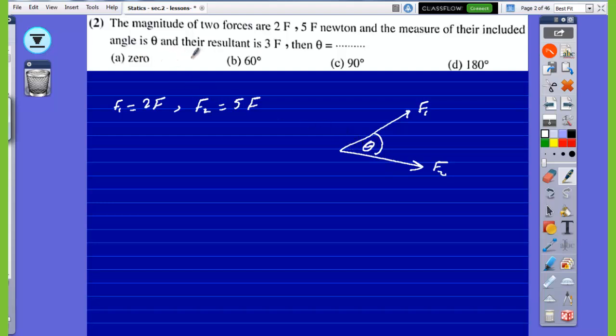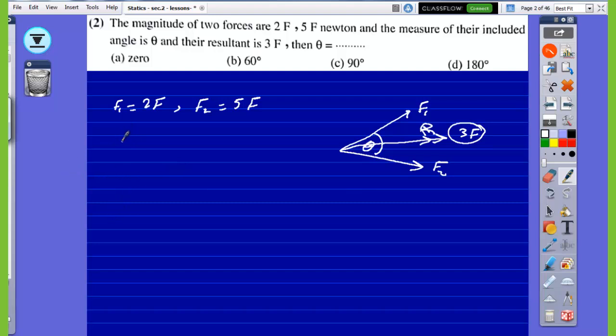and the resultant is 3F, so we draw the resultant here, which equals 3F, denoted by the symbol R. Okay, now then the measure of theta equals 0, 60, 90 or 180 degrees.